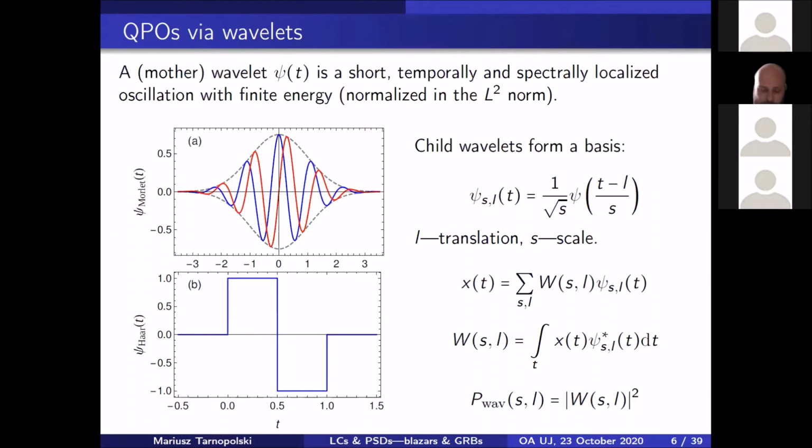Given a signal X, since child wavelets form a basis, one can decompose the signal into wavelet components. This works similarly to the well-known Fourier case. In the Fourier decomposition, one decomposes the signal into a combination of sines, each with a different base frequency and with different coefficients indicating how much power is carried by a given frequency component. Here it is similar, just that instead of only the frequency corresponding to S, there is also the location L.